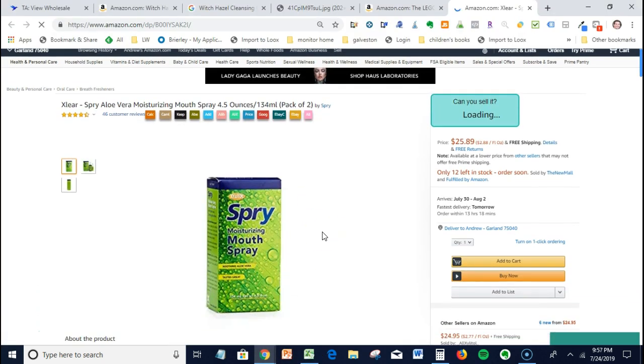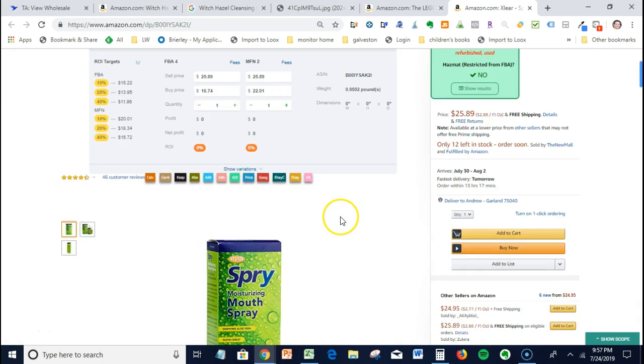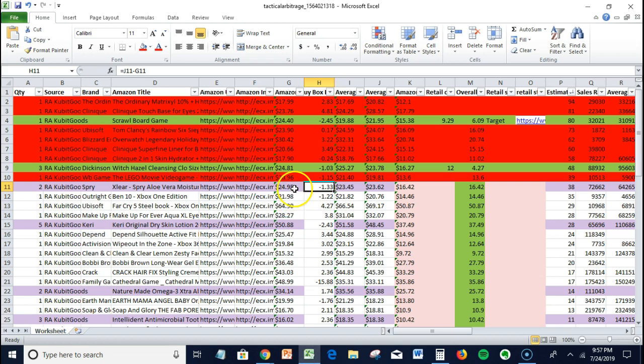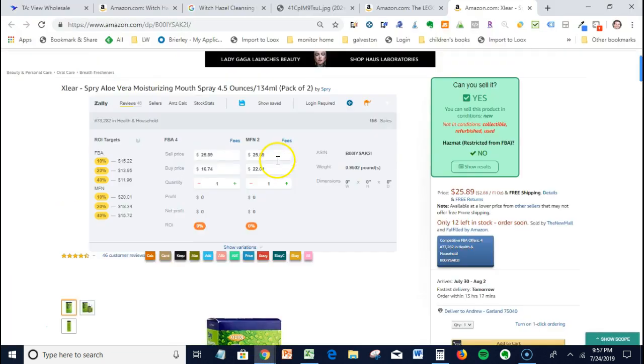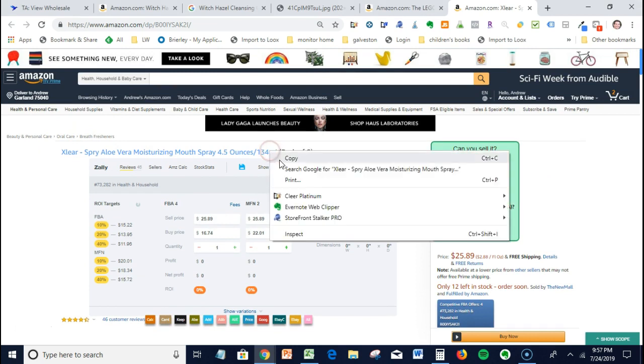Okay, let's see, spray. So I can sell it, which is good. $25.89. How much was it here? $24.95. That's good. The profit $16.42. Okay, so then let's just highlight this. Okay, it's a pack of 2, so remember that.